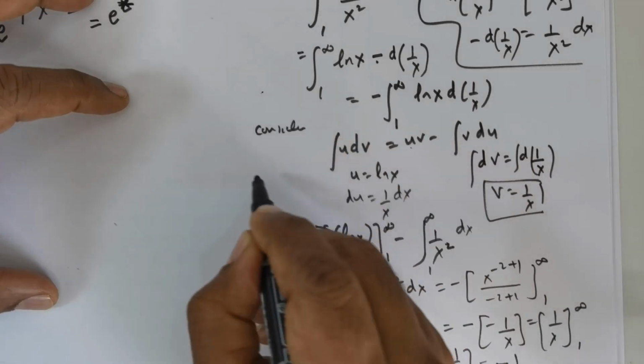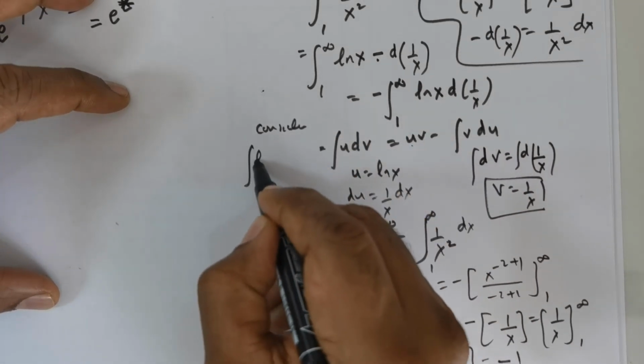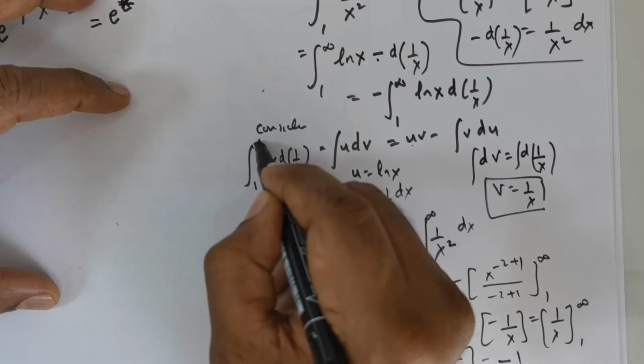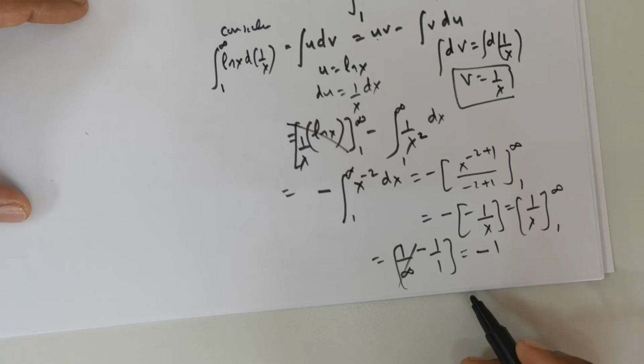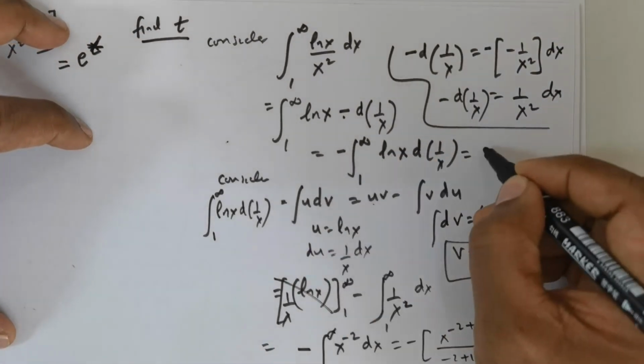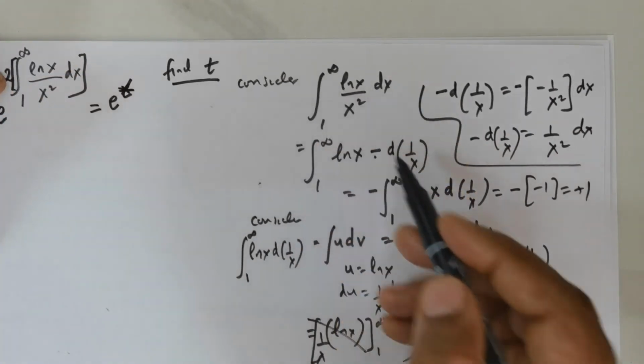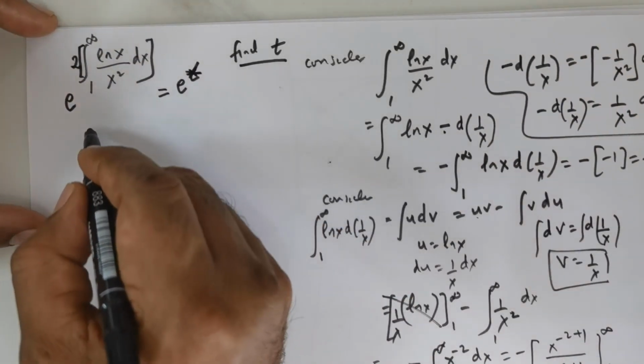Just for your understanding, consider the integral of ln x d of 1 over x from 1 to infinity. This has produced negative 1. Take the value here and substitute. So negative of negative 1 is equal to positive 1. So I have evaluated this value to be positive 1. Take it over here and substitute it.